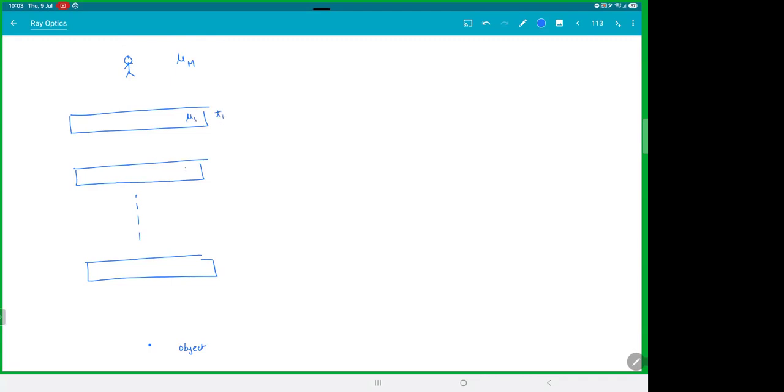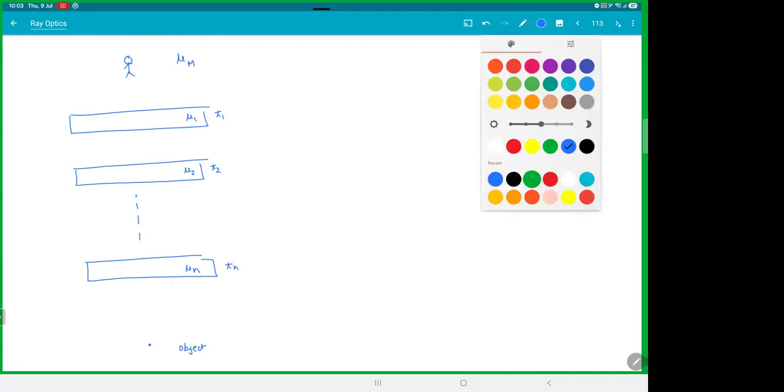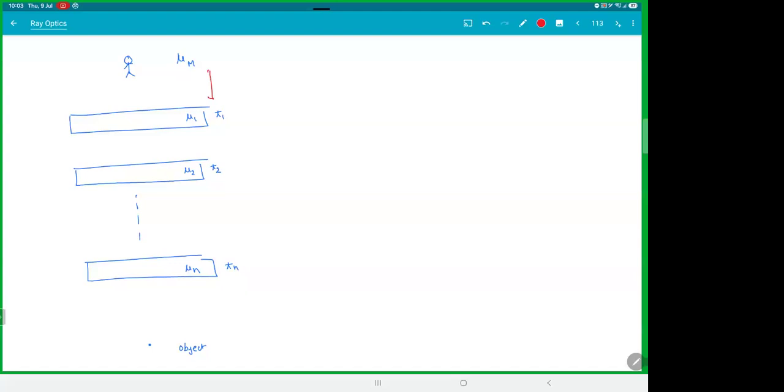mu1, t1, mu2, t2, mu_n, tn. Let this distance be h. Let this distance be d1. Let this distance be t2, and so on. And let this distance be dn.